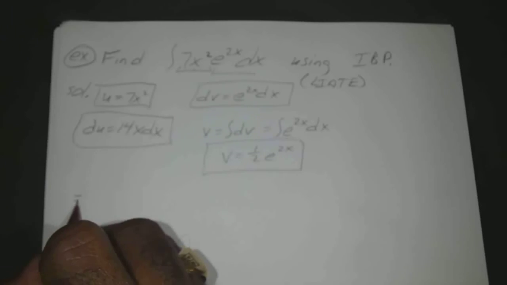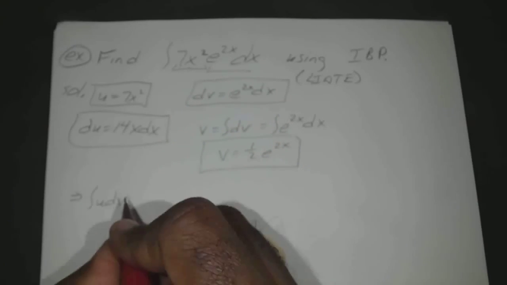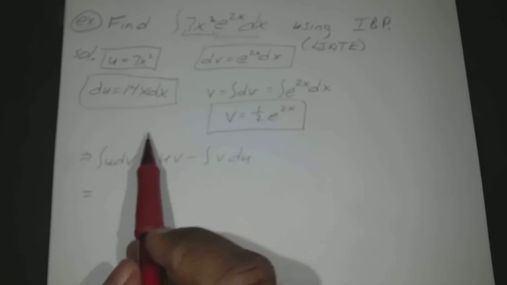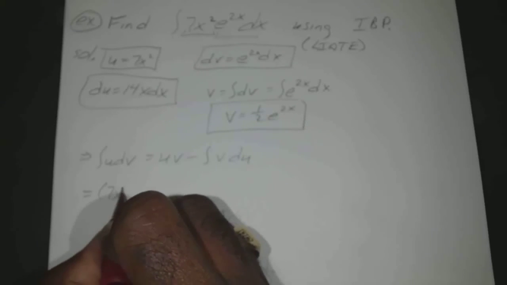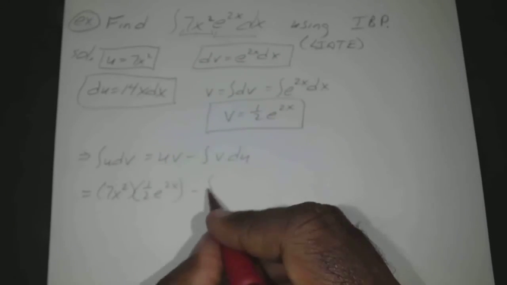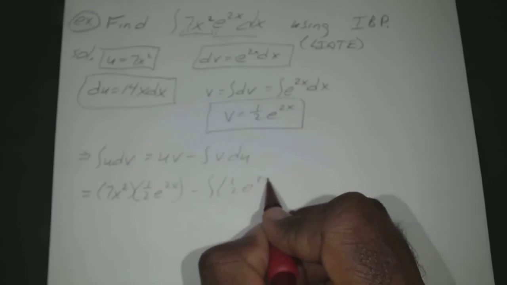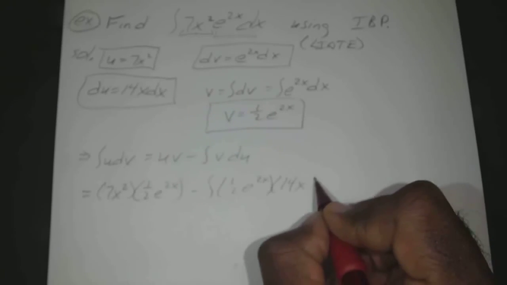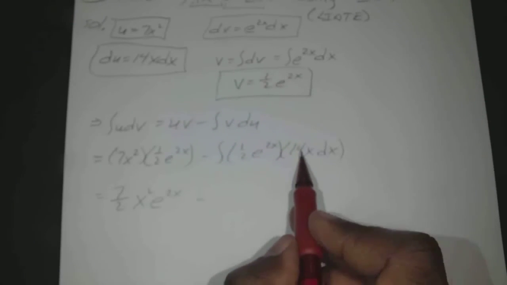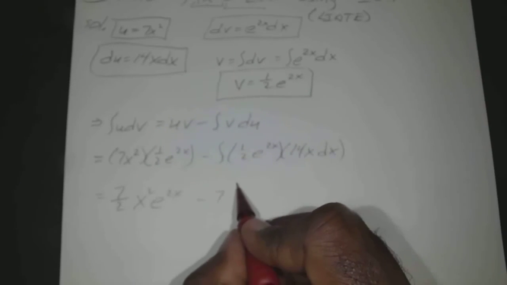Okay, so we go ahead and plug it in. The integral of u dv equals uv minus the integral of v du, which equals uv, so you have 7x squared times 1 half e to the 2x minus the integral of v, 1 half e to the 2x, du, which is 14x dx. Okay, so we can go ahead and make that 7 over 2 x squared e to the 2x. Minus 14 divided by 2 is 7, so we can just make that 7 times the integral of x e to the 2x dx.